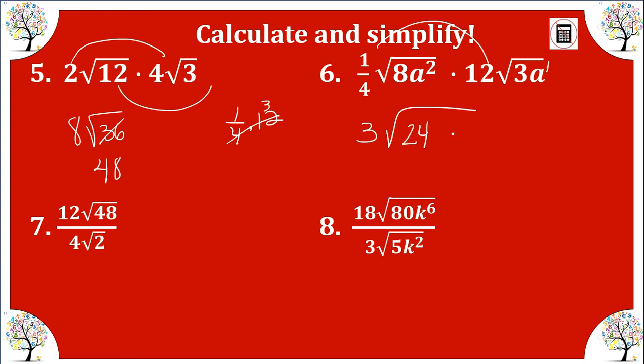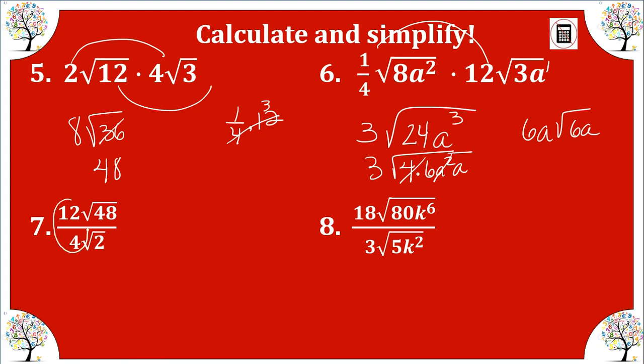A squared times a to the first is a to the third. We're going to break down 24 into 4 times 6, a squared a. We take the square root of 4, which is 2. 2 times 3 is 6. We take the square root of a squared, which is a, leaving us with radical 6a as well.